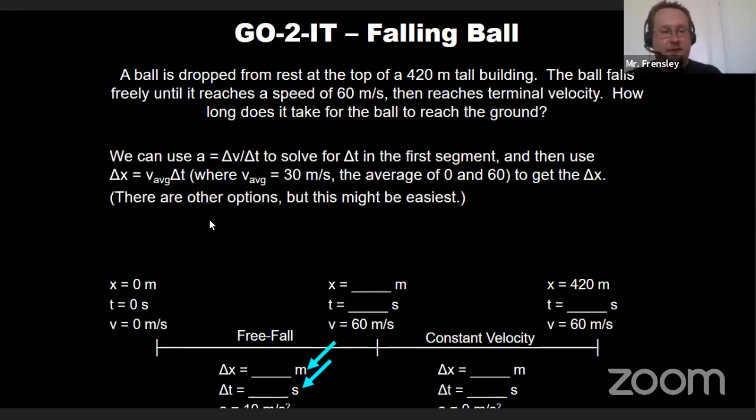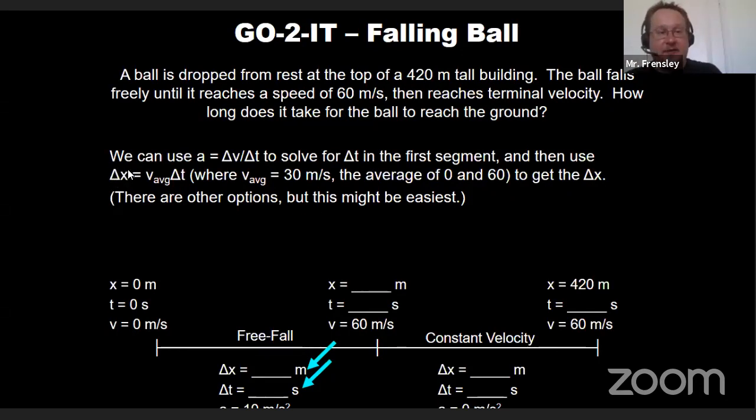So first thing I'm going to do is take the fact that I start at 0 position, time 0, velocity 0. I end with 60 meters per second, and I have an acceleration of 10 meters per second squared. I'm sorry if it's cut off on your screen, but it's down here. It says acceleration 10 meters per second squared. And so what am I going to do? I'm going to get the distance I fall during the first segment and the time it takes. So I can use acceleration equals delta V over delta T. That's going to get me the delta T. The acceleration is 10. The delta V is 60, that's 60 minus 0. And so the delta T has to be 6. So it's going to be 6 seconds.